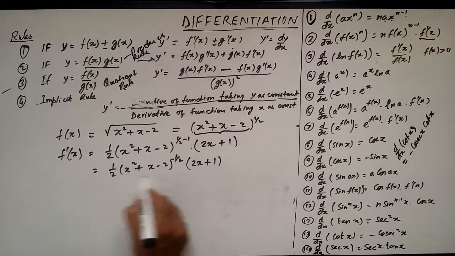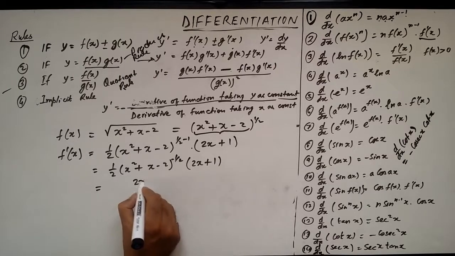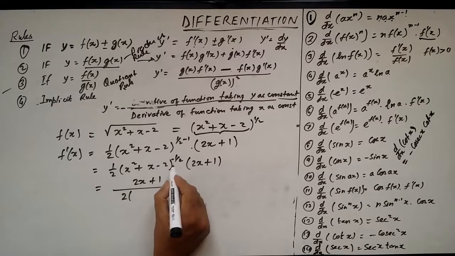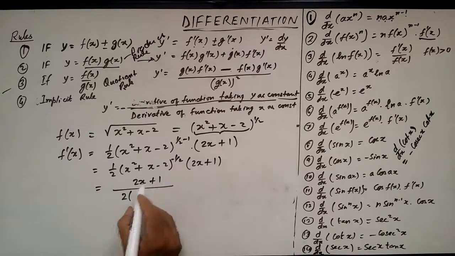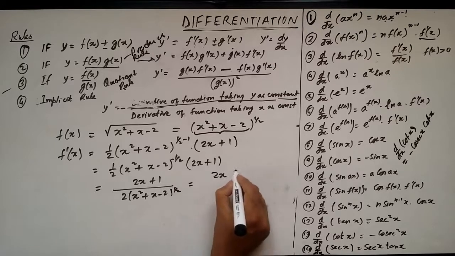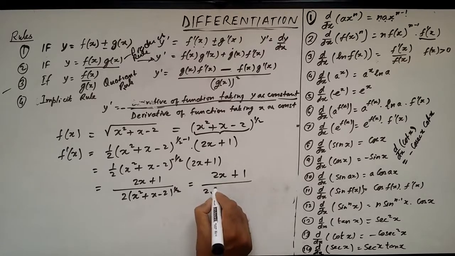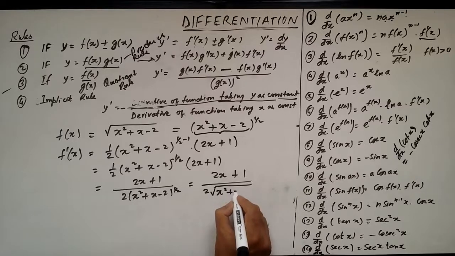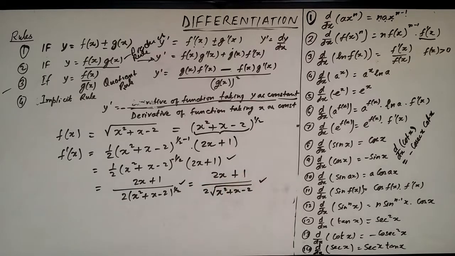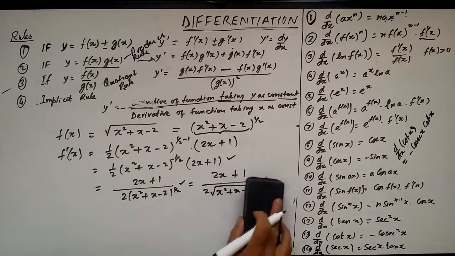So we can leave the answer as it is, or we can write it in this form, that is 2x plus 1 in the numerator. The 2 will go to the denominator, and since this is minus half, it will go to the denominator as plus half. And we can write it as a half, or we can write it like this: 2x plus 1 upon 2 square root of x squared plus x minus 2. This is correct, and this is correct. You can put the answer in any of these three forms.